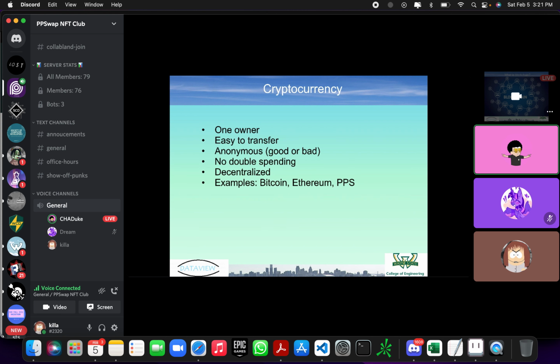So what's the advantage of crypto compared to the traditional one? First of all, of course, there is only one owner. You don't have two people owning the same Bitcoin. It's easy to transfer. It's anonymous, good or bad, and there is no double spending. You cannot spend the money twice, and it's decentralized. An example, we already talked about Bitcoin, Ethereum, and PPSwap, which we call PPS.